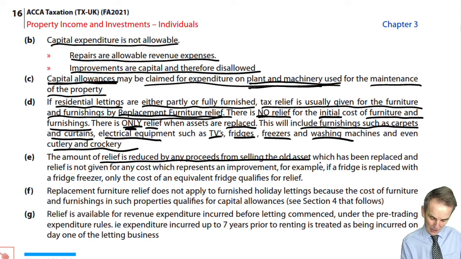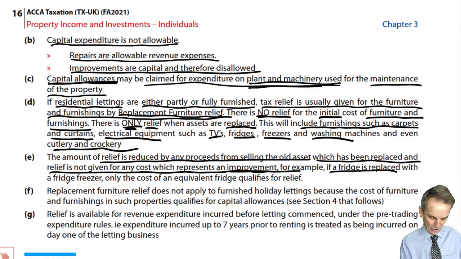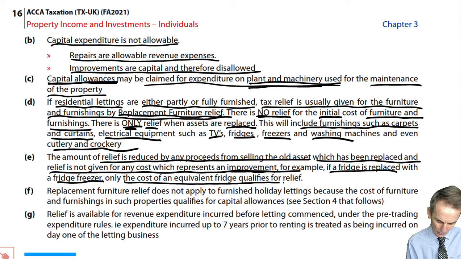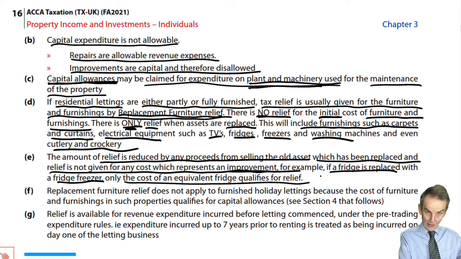What you've got back on the sale of the old one will be deducted from the cost of the replacement one. Proceeds from something which has been replaced, and relief is not given for any cost which represents an improvement. For example, if a fridge was to be replaced with a fridge freezer, then that clearly is an upgrade. And if it's an upgrade, we're not going to have all of that cost allowed. Instead, and you've got to be given this information in the exam, so it's not difficult, the number is there. In real life, you've got to sort out a validation of the number. But it will only be the cost of an equivalent fridge that qualifies for relief. It's a like-for-like basis that they work on. So you couldn't therefore just buy a very cheap item to begin with and then come in a little later and buy a really expensive one and get all of that tax relieved. It must be on a like-for-like basis.